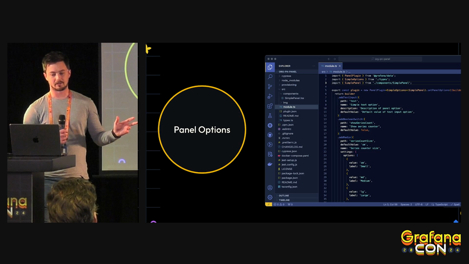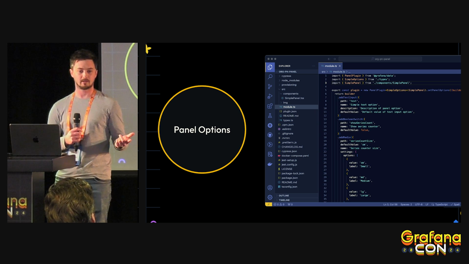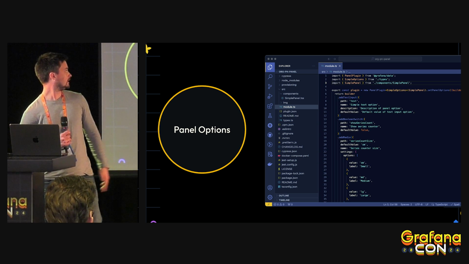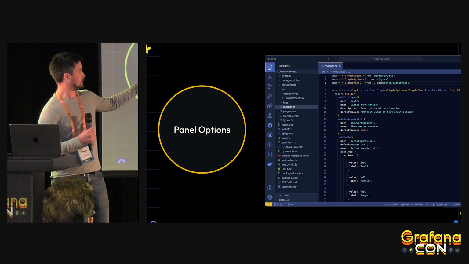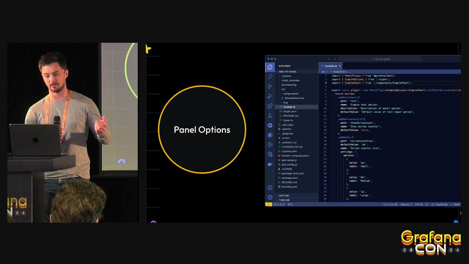Then to actually allow users to configure how the visualization behaves, so like if you've got thresholds defined and you want to change the behavior there, you do that through panel options. This is usually defined in the module TS file, and that is the entry point for any plugin, so that's the first thing that loads.